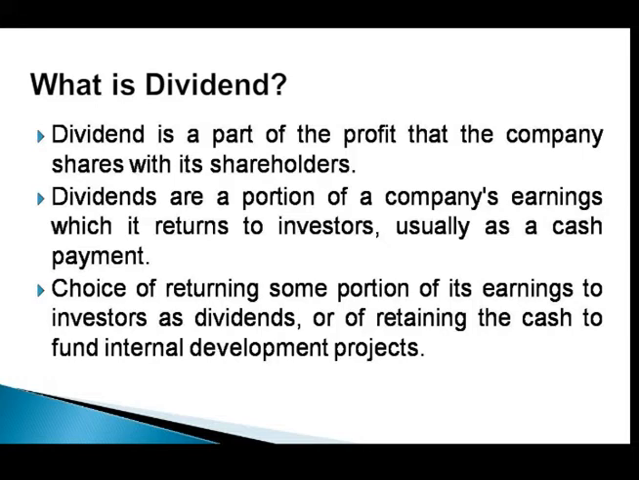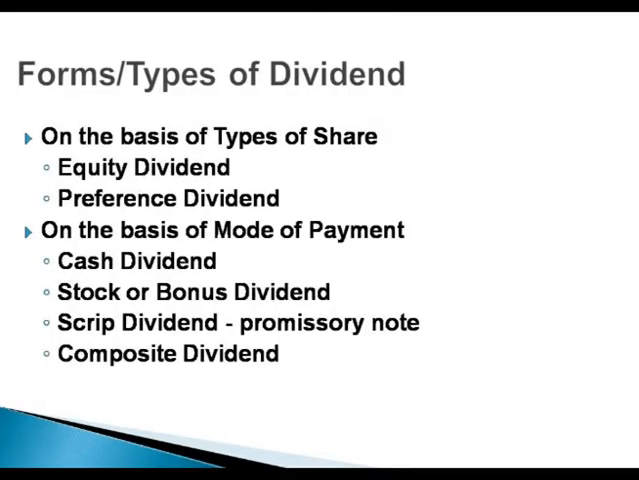There are various forms or types of dividend, and of course there are certain components or principles on which we can divide the forms or types of dividend. The first one is on the basis of types of shares. We know that there are two types of share: one is equity and second is preference share. When dividend is distributed to existing equity shareholders, it is equity dividend, and the same in case of preference shares.